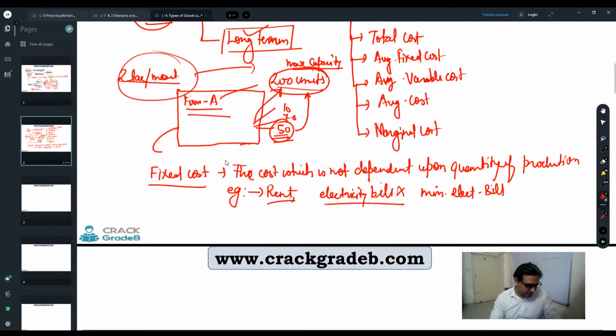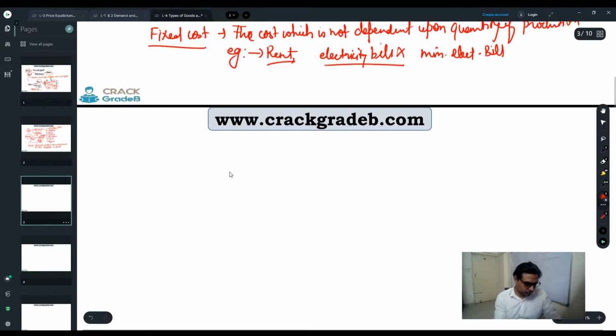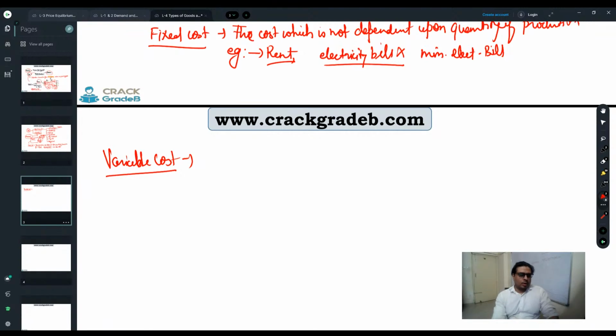If it is clear, just type yes, so I will move forward. Okay, I'm happy, I think this fixed cost is clear. So I'm moving towards the variable cost.